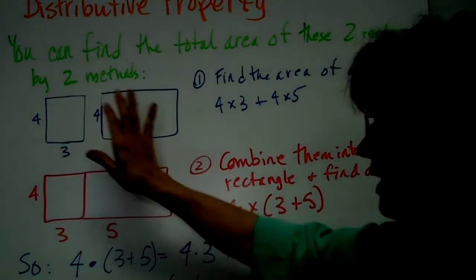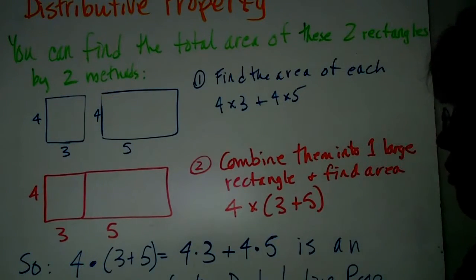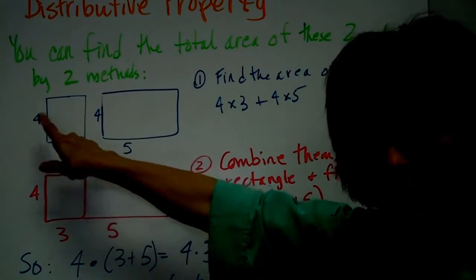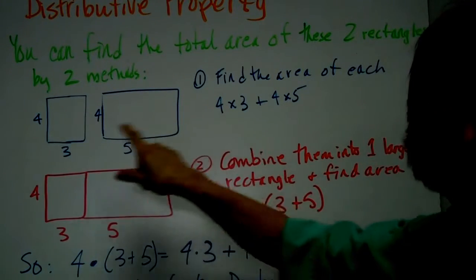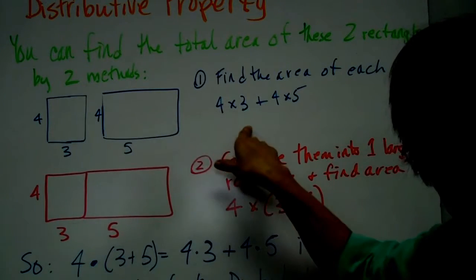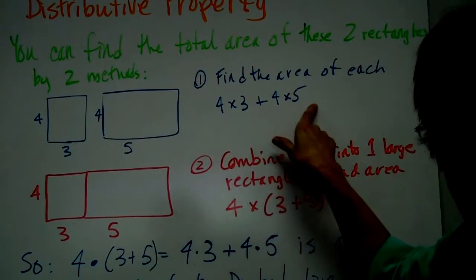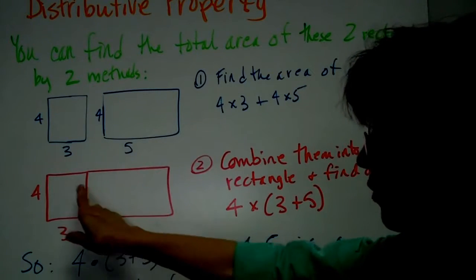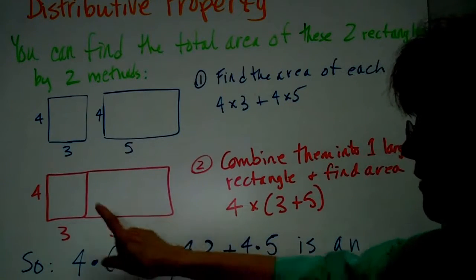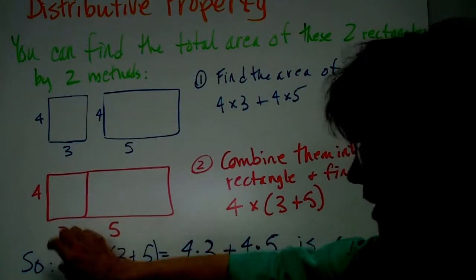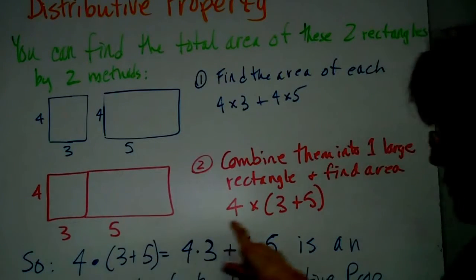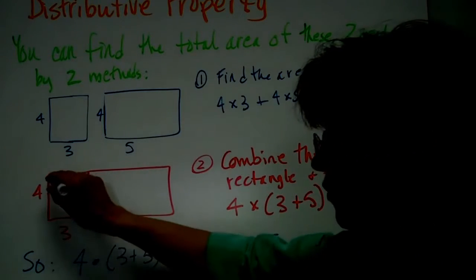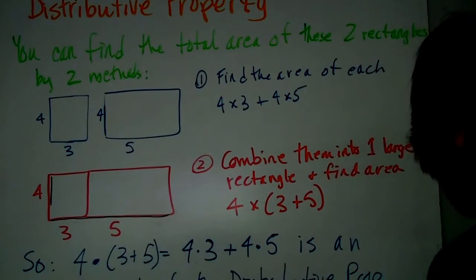Supposing you had two rectangles and you had to find the total area. One way you could do it is find the area of each one. The area is length times width, so it's 4 times 3, plus 4 times 5. Or you could shove it over a little bit and make one big rectangle. This time you'd have 4, the length, times the width, which would be 3 plus 5. So you'd have 4 times 3 plus 5, this 4 and then this whole 3 plus 5.